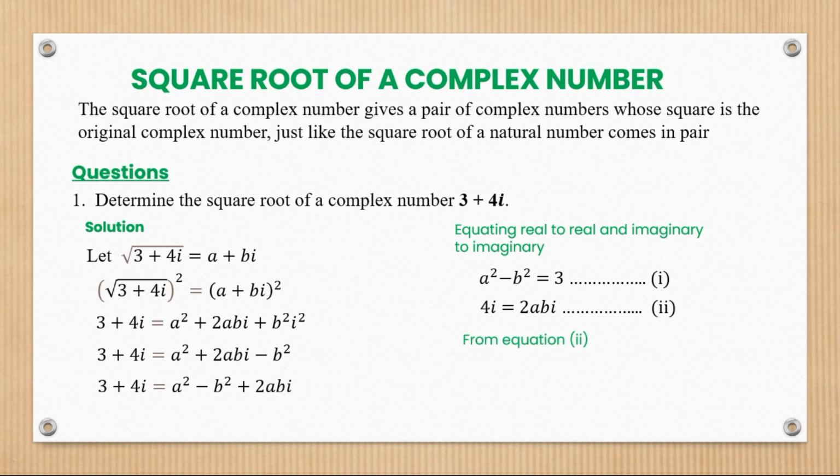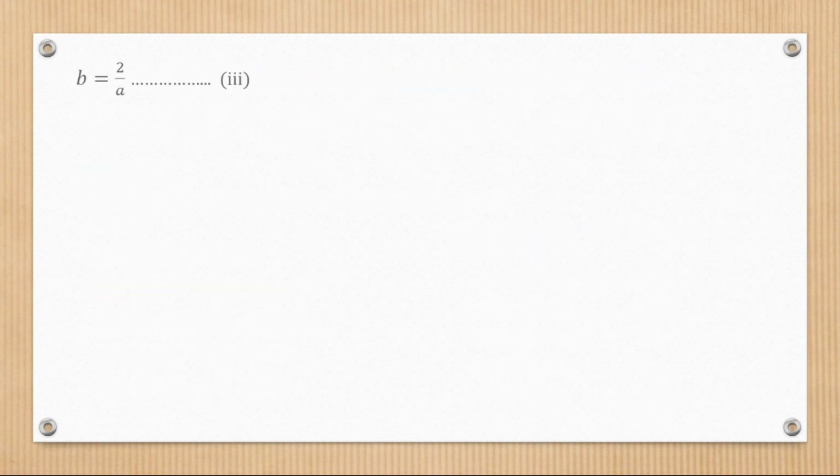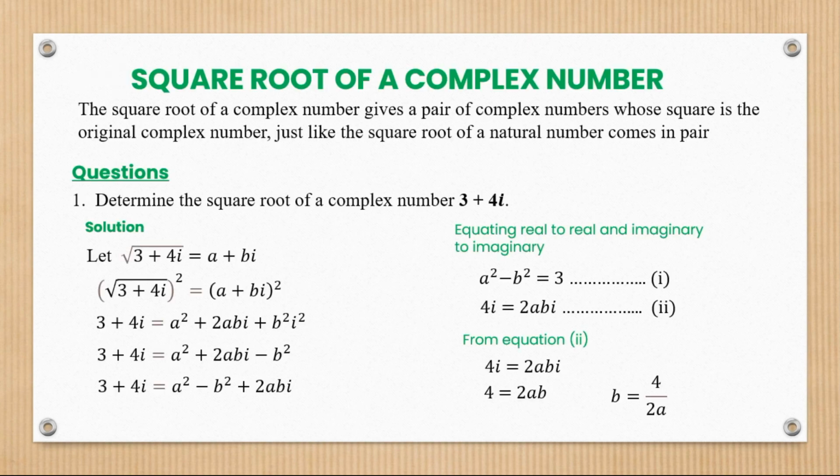From equation 2, we can see that the i's can cancel, then we remain with 4 is equal to 2ab, and then making b the subject, we can see that b is equal to 4 over 2a. Now we are going to work this out step by step, because the goal is we need to get the value of a and the value of b. So b is equal to 2 over a, because the 4 divides by the 2, and then we remain with a 2 at the numerator and an a at the denominator. So we have equation 3 as b is equal to 2 over a.